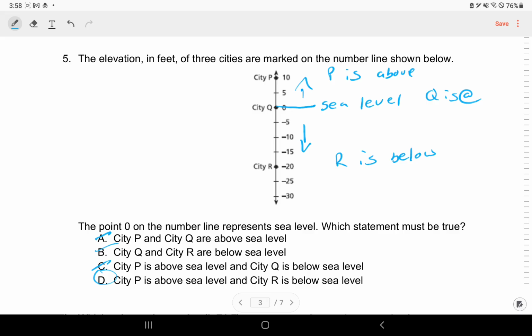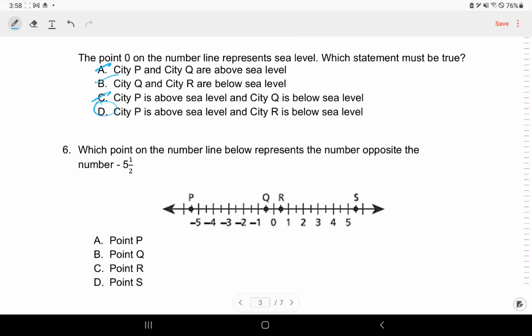So we read the question carefully and we make a decision. Which point on the number line represents the opposite of negative 5.5? Well, we want to go 5.5 to the positive side. So that's 1, 2, 3, 4, 5.5. So that's S.